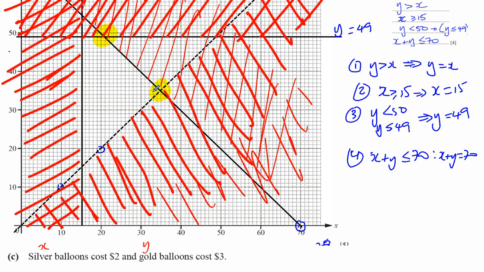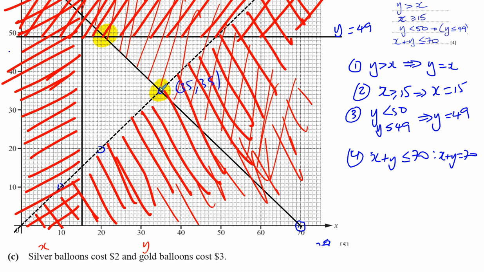So if I choose this point over here, this point is 35, 35. Now there's a problem with this point. The problem with 35, 35 is that it's on the dotted line. It doesn't fulfill the condition that the number of gold balloons has to be more than the number of silver balloons, does it? Because they're equal here, and they can't be equal. The gold balloons must be more than the silver balloons.